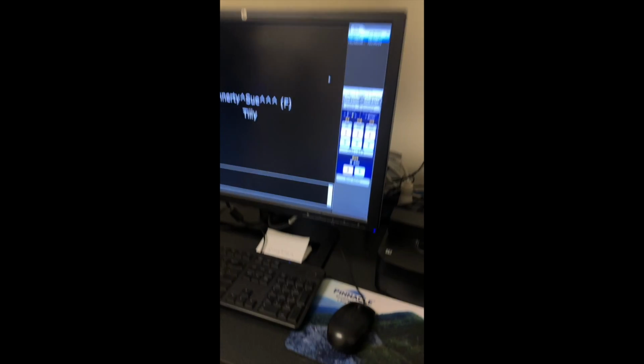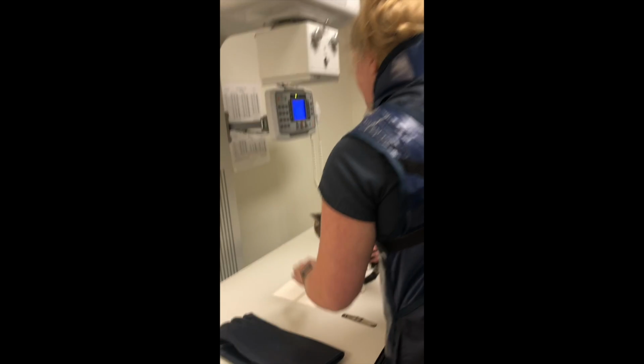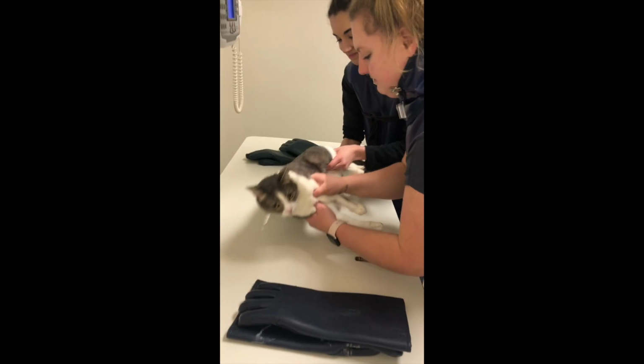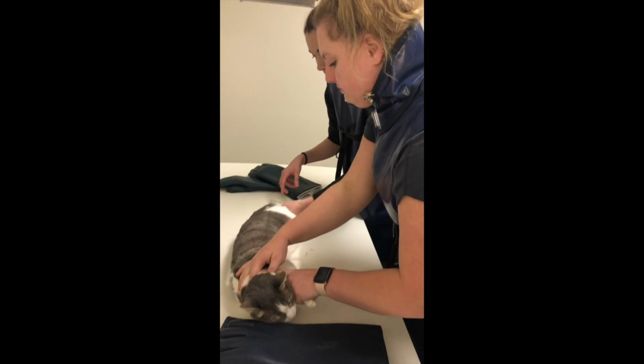For lateral radiographs, place the patient in lateral recumbency with the head in a natural position, forelimbs pulled cranially, hind limbs pulled caudally, and take the radiograph at peak expiration.